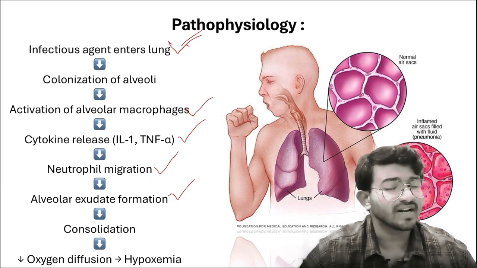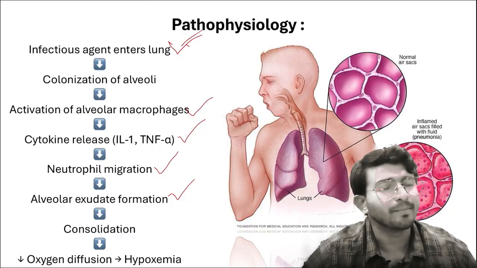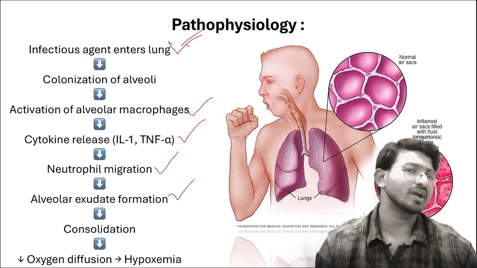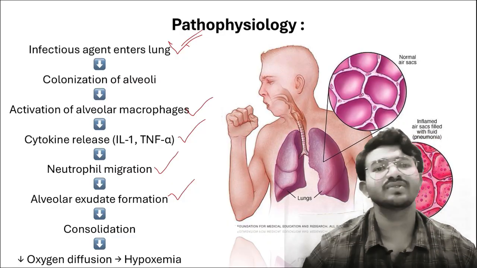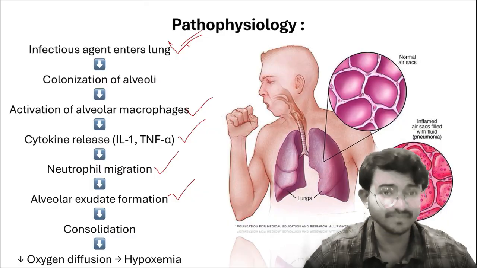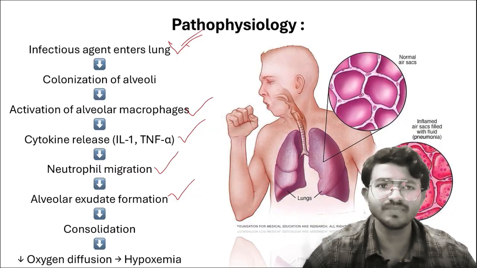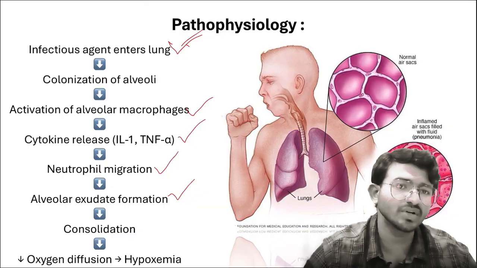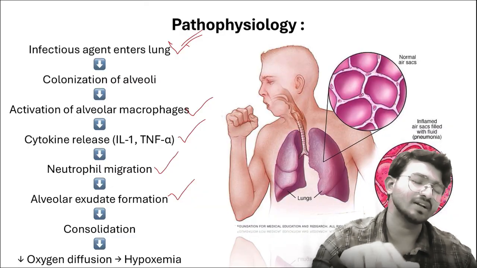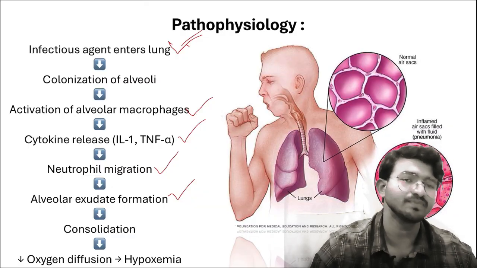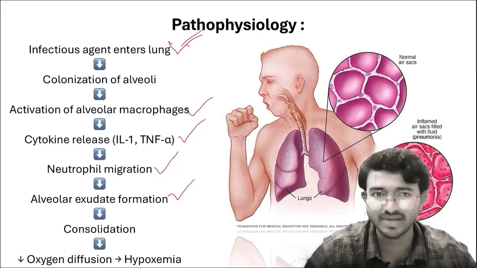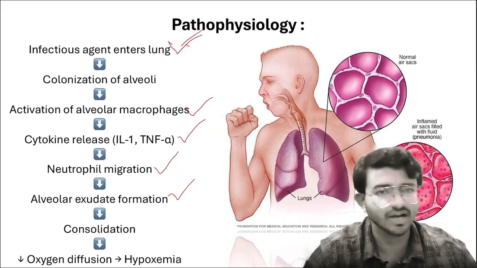Whenever consolidation happens, in the alveoli we can't see gas exchange. Because of that reduced gas exchange, oxygen diffusion will reduce. Then that condition we call hypoxia, or in blood, if the oxygen saturation reduces, then we call it hypoxemia. So this is the pathophysiology of pneumonia.